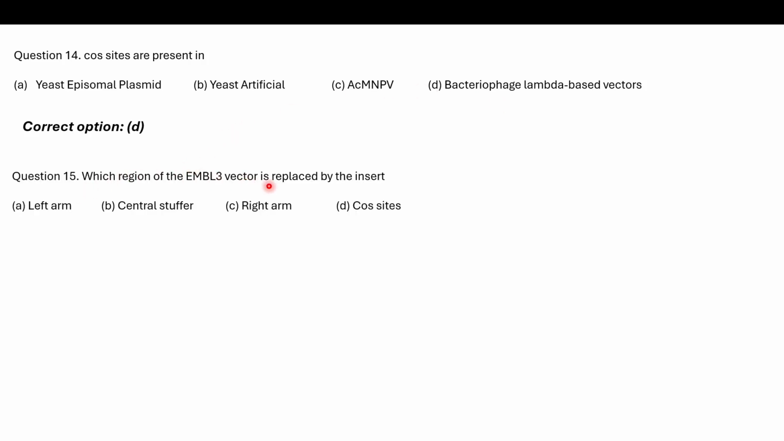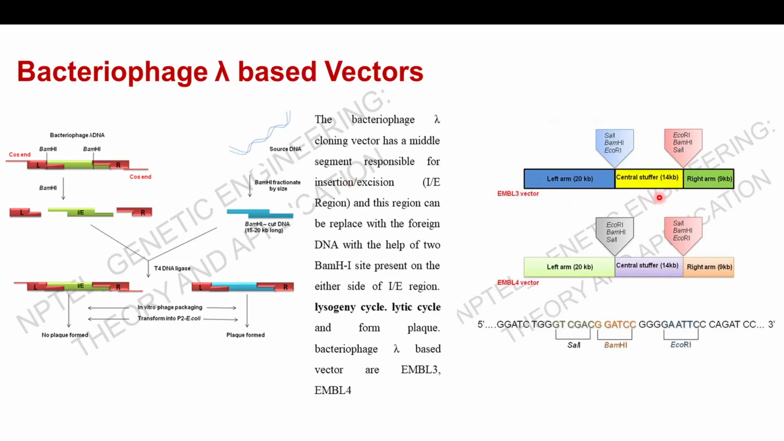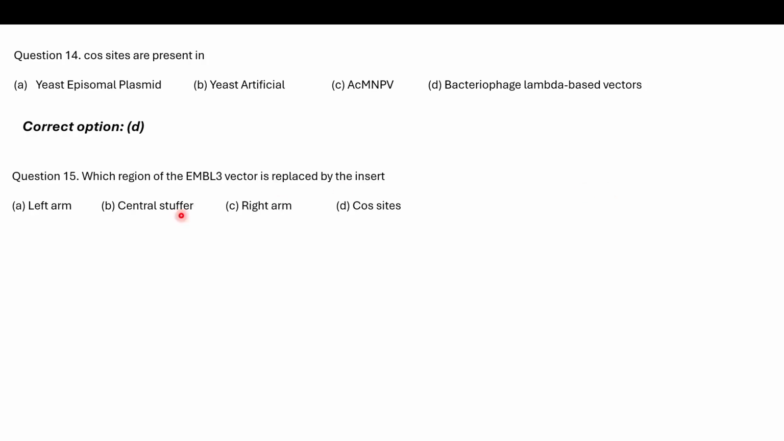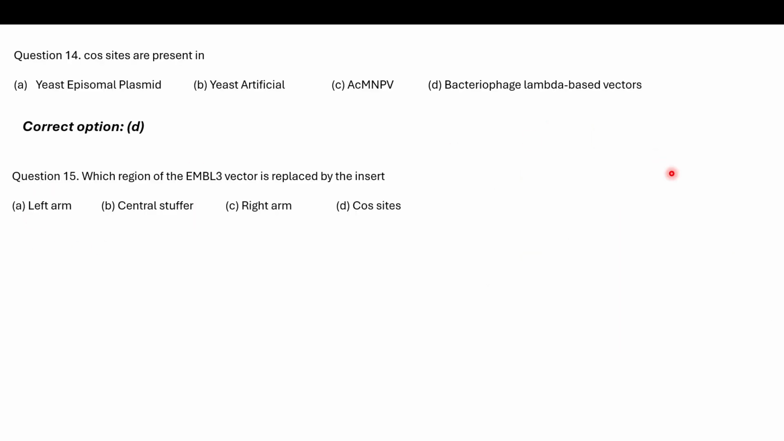Which region of the EMBL3 vector is replaced by the insert? This is the EMBL3 vector. Which region is replaced by the insert? The correct option will be option B, the central stuffer region, the yellow region that we looked at here in the EMBL3 vector, which is the I/E region, which is called the central stuffer region.